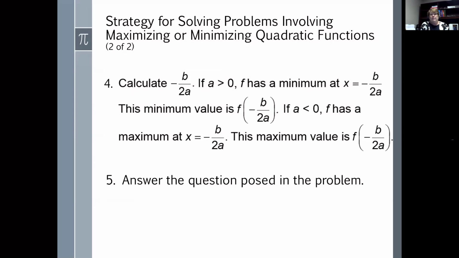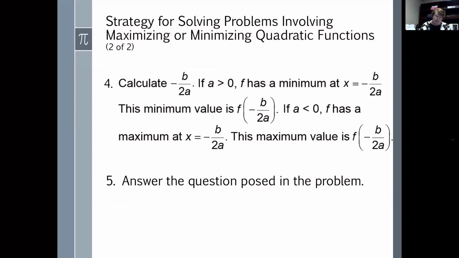Calculate the x component of the vertex. If a is greater than 0, then the function has a minimum at that point, and the minimum value is the function evaluated at that x value. If a is less than 0, it has a maximum at the vertex. The maximum value is the function evaluated at that value, and then answer the question posed in the problem.